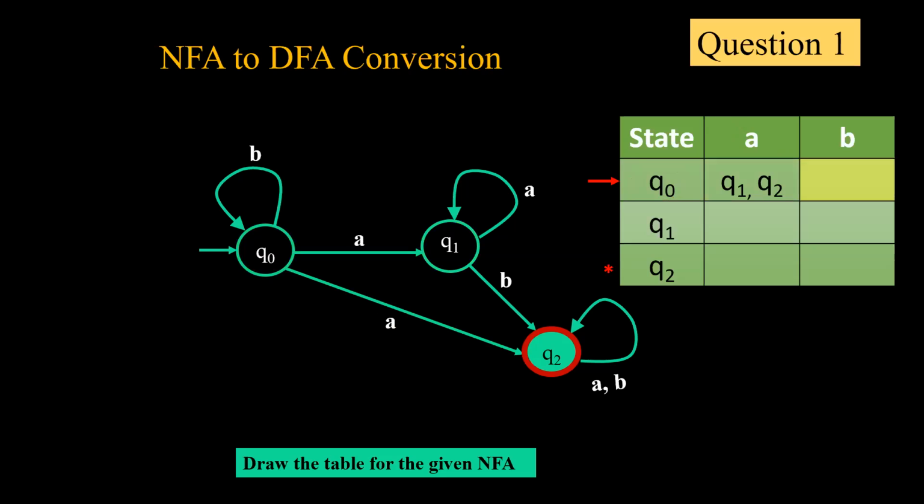Then I have Q0 on B. When I check Q0 on B, there is a self loop on B. So I have Q0 on B is Q0. Then I move to the second one, Q1 on A. Q1 on A is a self loop of Q1. So the entry is Q1. Then Q1 on B gives me Q2. Then I have Q2 on A, which is a self loop, gives me Q2. And Q2 on B gives me Q2 itself.